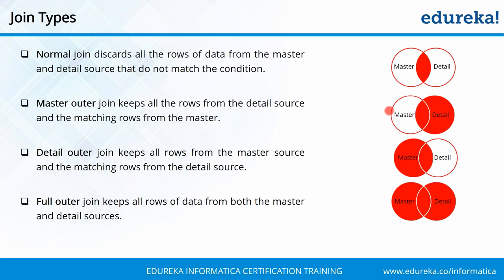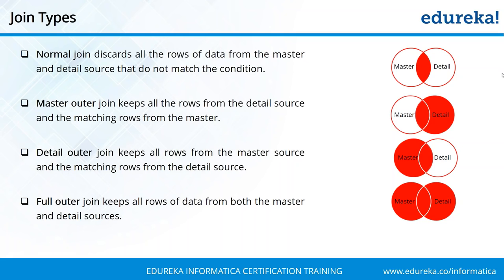Then we have the detail outer join, which is a complete opposite of the master outer join, where all the rows from the master source will be selected and only those rows that meet the condition from the detail source is selected. Finally, there is the full outer join, through which you can join all the rows present in both the master and the detail source. Any questions on these types of joins?